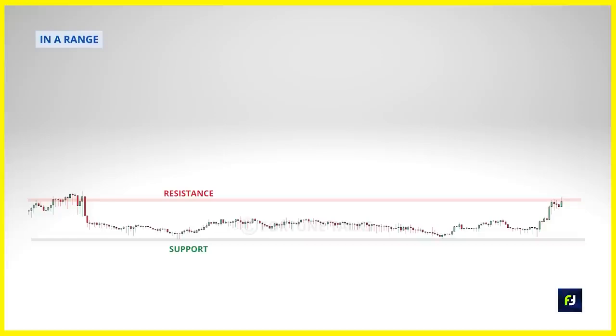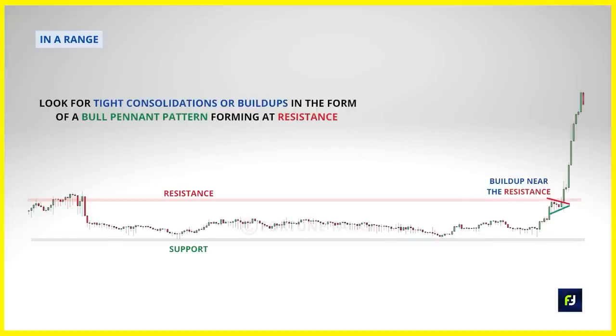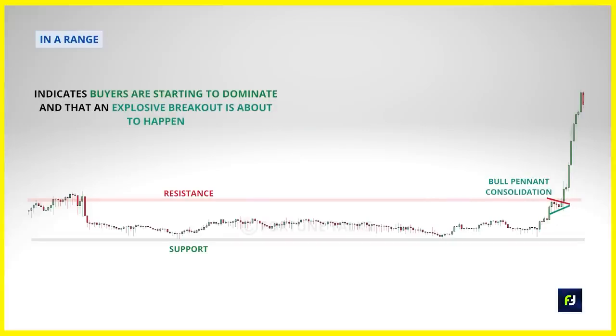It means that instead of trying to buy the highs and lows within the range, we wait for the range to potentially end. That is, we look for tight consolidations or build-ups in the form of a bull pennant pattern which is forming near the resistance level. So the moment you see a bull pennant forming at the resistance, it tells you that the buyers are starting to dominate and an explosive breakout is imminent.